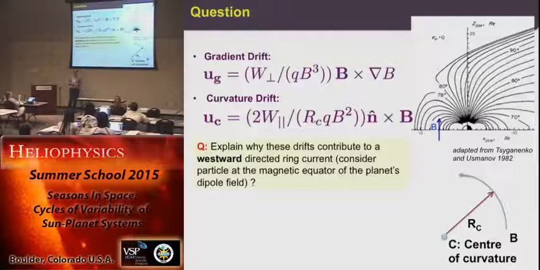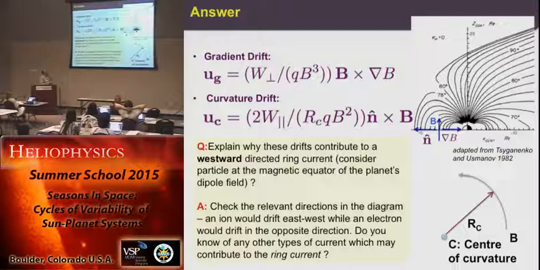So we know that the direction of B is pointing north, so that's fine. What direction does grad B point in this dipole field when we're at the equatorial plane? Towards the planet. Yep, okay. So we can paste that in. So here's grad B pointing towards the planet, and you can convince yourself that B cross grad B is westward, okay?